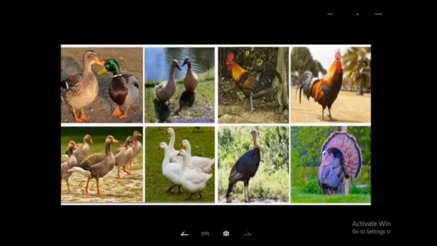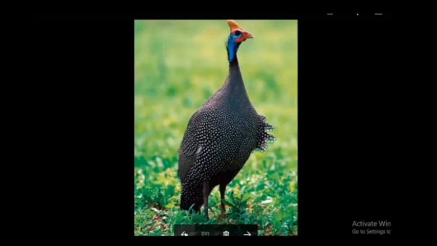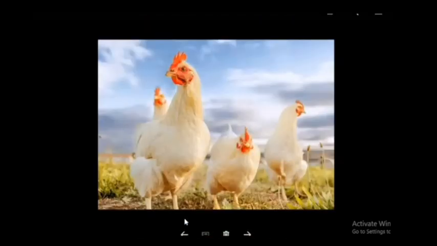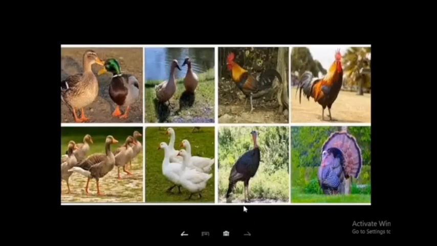So here are pictures of different fowls. We see here we have goose, we have the domestic fowl, we have the ducks, we have the guinea fowl, we have the turkey. All of these are types of fowls. This is the guinea fowl. This is the one I refer to as Gallus domesticus. That is the domestic fowl. So those are types of birds that we looked at. So that is as far as we can come with this lesson.